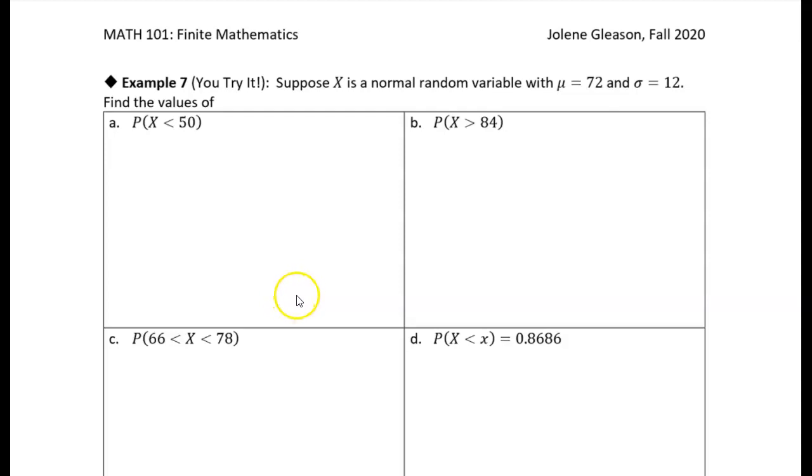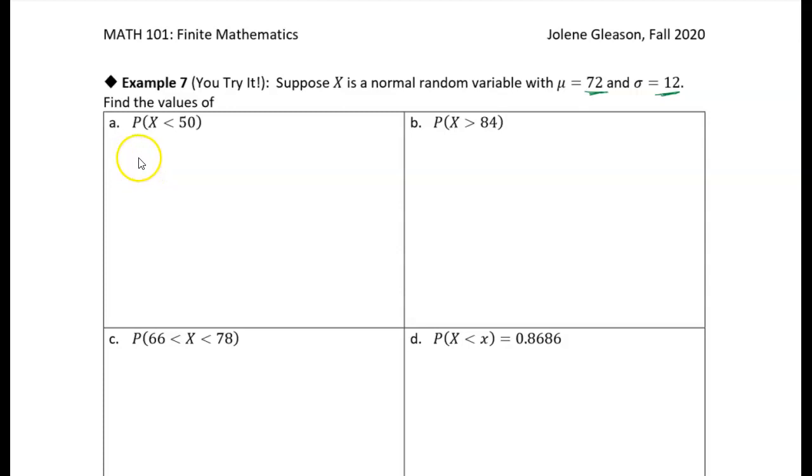All right, like I said, this one is very similar, almost identical, just different numbers to example 7. But it's good to get practice. So here we have a normal random variable with a mean of 72 and a standard deviation of 12. We want to know the probability of this random variable being less than 50.